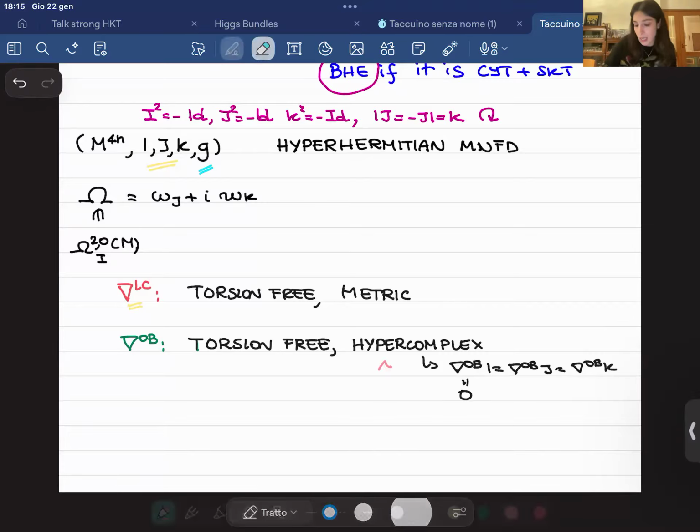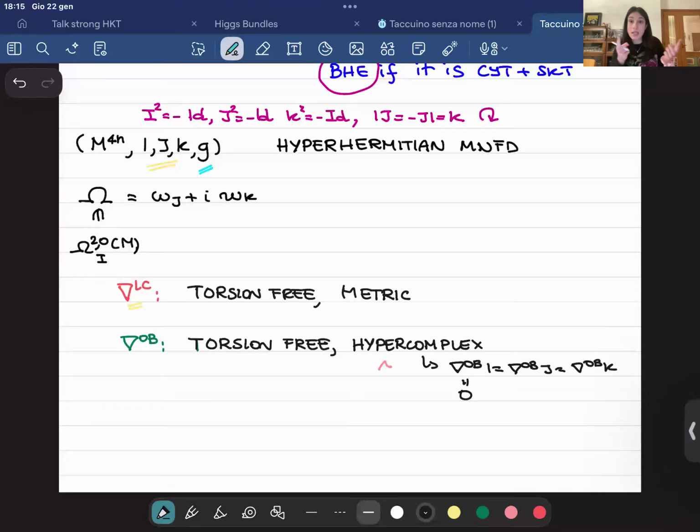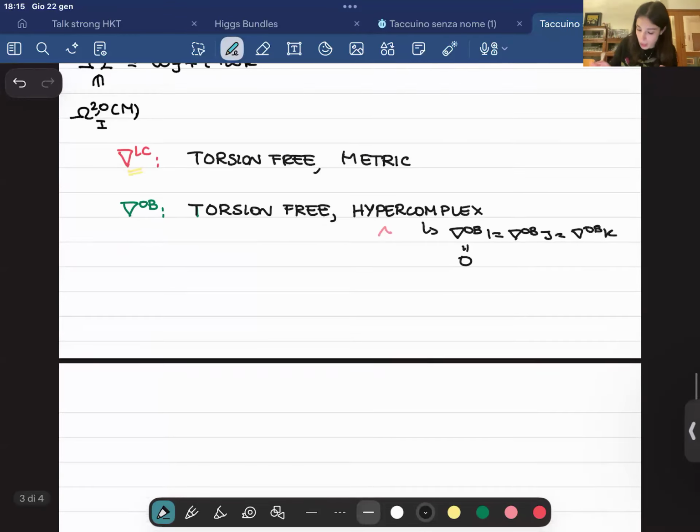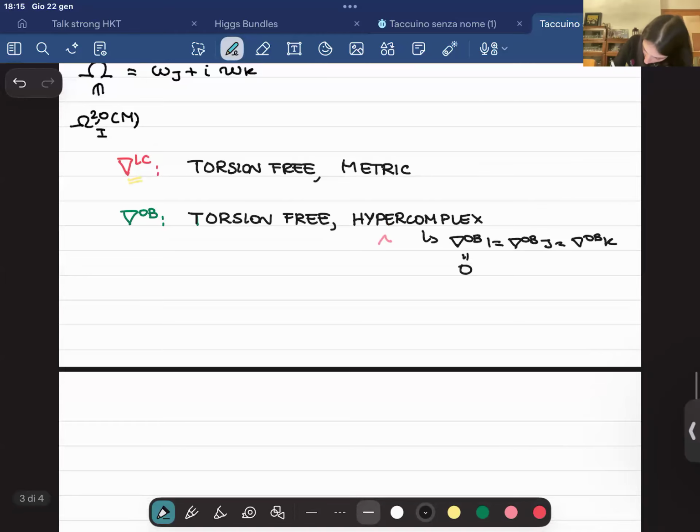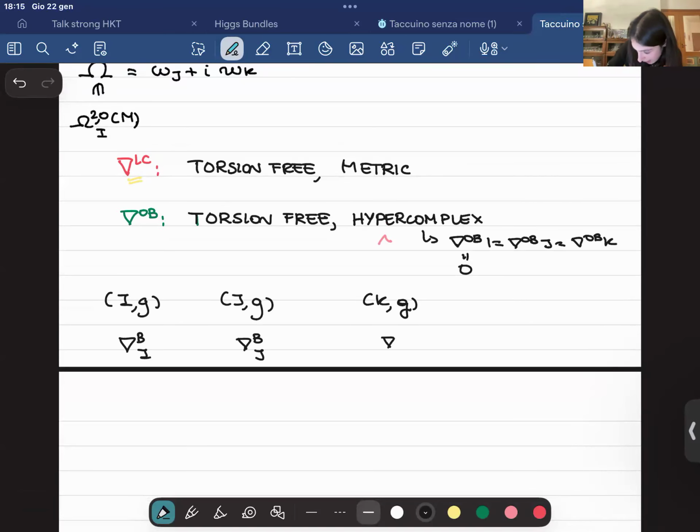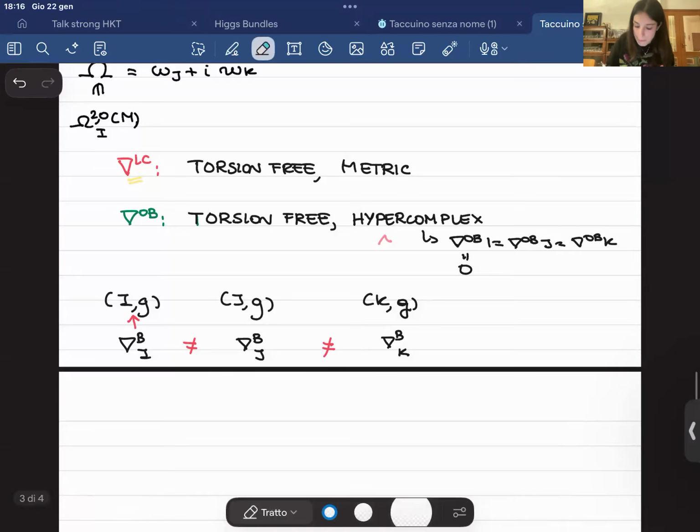Of course, whenever I have a hyperHermitian structure, I can consider the associated Bismut connections. So I have my, let me write this here, Ig, Jg, and Kg. I can write down the Bismut connection associated to each of them. So nabla^B_I, nabla^B_J, and nabla^B_K, but in general, they differ from each other. So these are not really related with the hyperHermitian structure, but they are related to the fixed Hermitian structure, let's say.